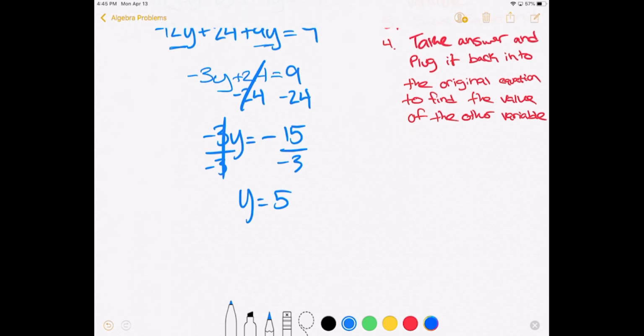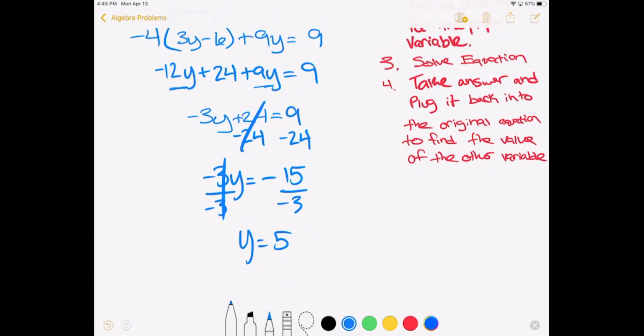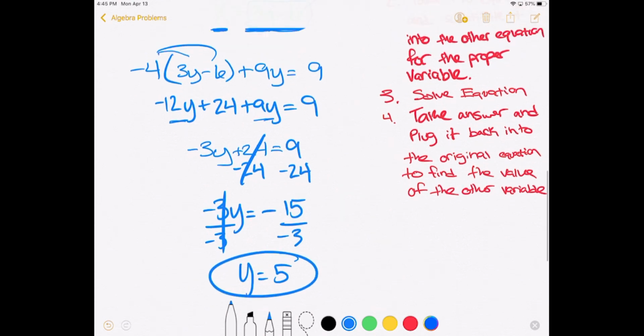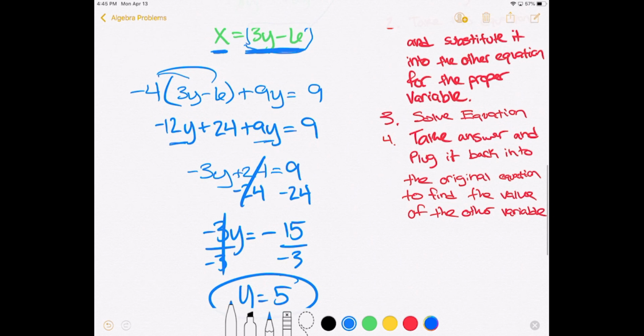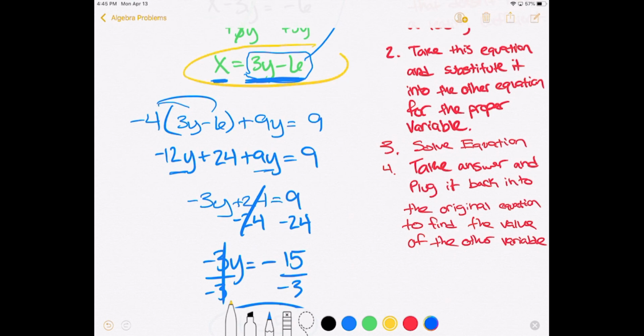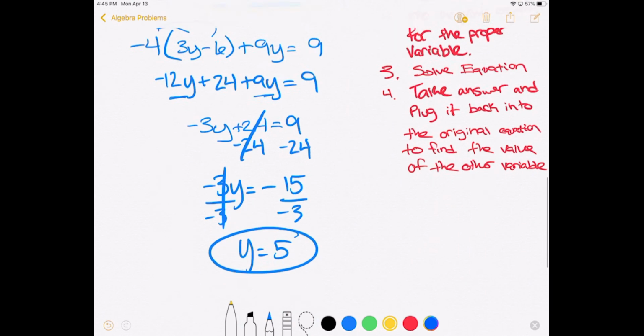Okay, but just like in elimination, I'm not done, right? I only have half my answer. I have a y. I need to have an x as well. So I'm going to take this answer, and I'm going to plug it back into one of the original equations. But not actually the original equations. We're going to plug it into the equation that we made. This guy right here.